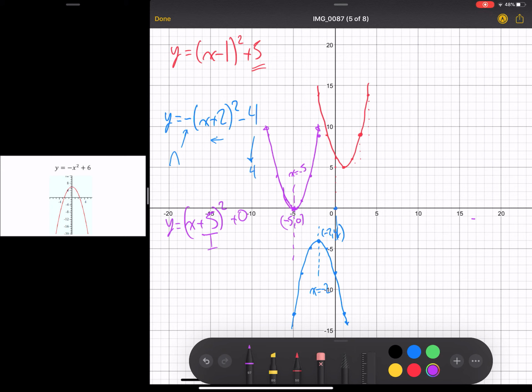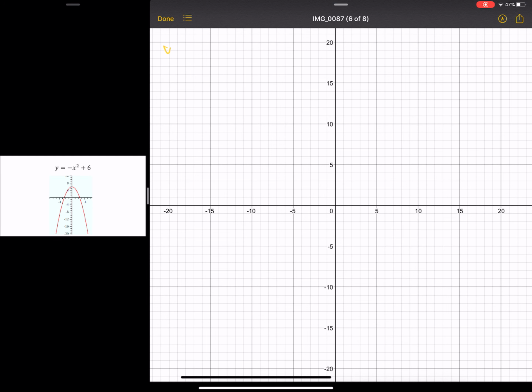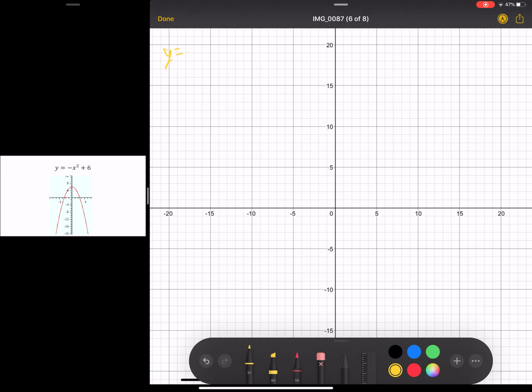Let's draw this out. Let's do it in yellow. Actually, let's start a new page. Done. y equals minus x squared plus 6. This is a vertical shift up 6. Starts from here. We're going to go up by 6.